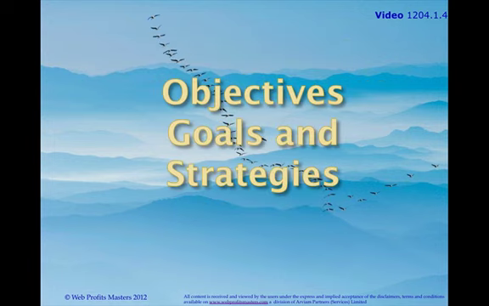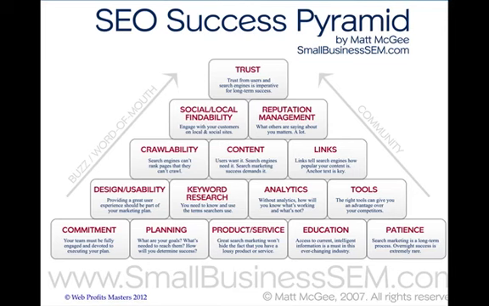In earlier videos, if you haven't seen them already, have a look at what we've done on objectives, goals and strategies, because this is all critical to get everything right in line. And we wanted to share with you this SEO success pyramid because this is clearly what it's all about in getting to what we call the trust equation. Thanks here to smallbusinesssem.com and Matt McGee for creating this.